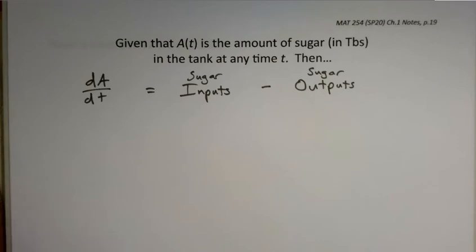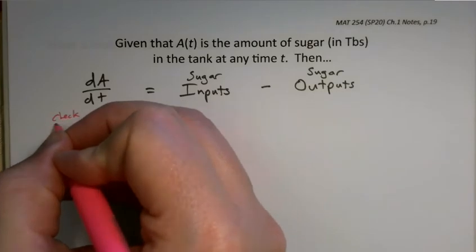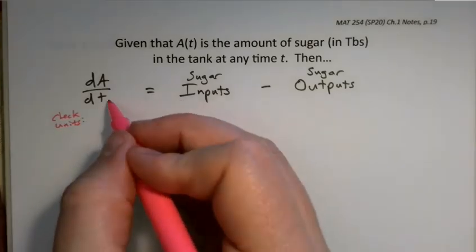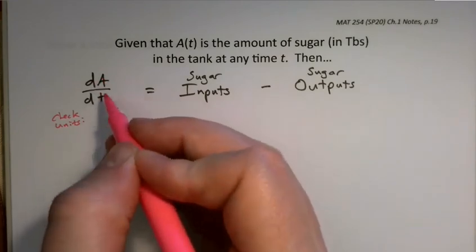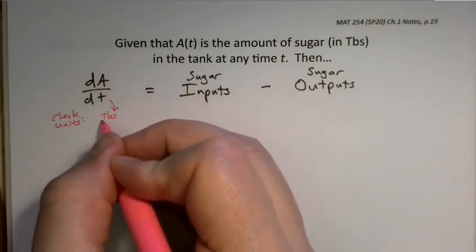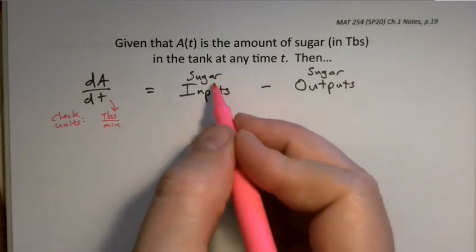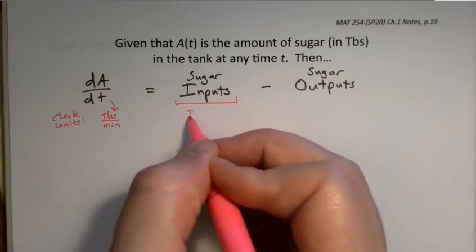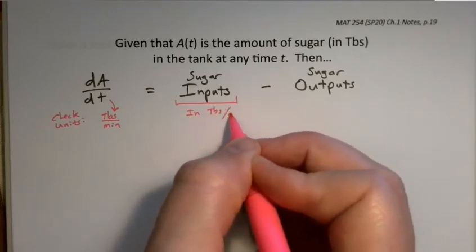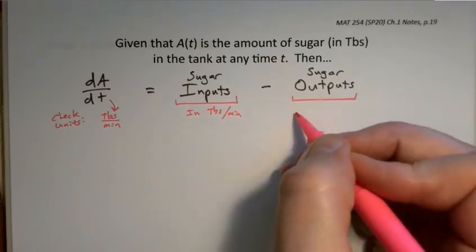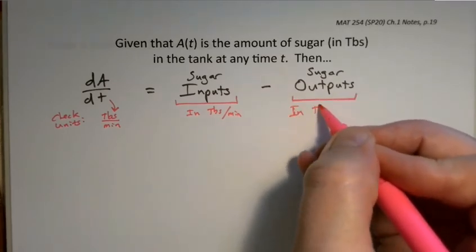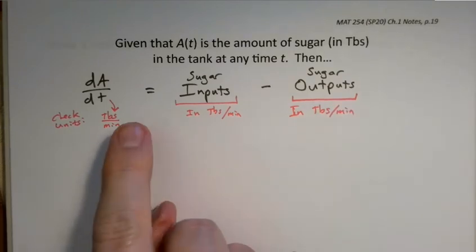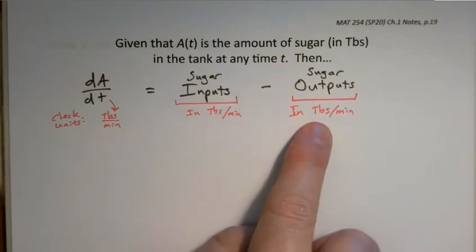Now, it's worth noting that when I'm looking at the units for this, this thing is going to have units of tablespoons per minute. That means that these have to have units of tablespoons per minute, and this thing must be in tablespoons per minute. And the reason for that is because each term in an equation has to have the same units. We don't have a choice.